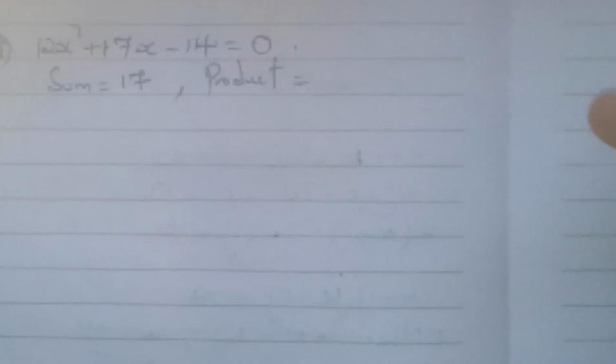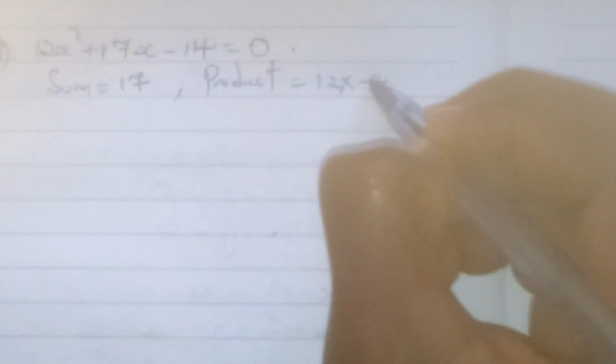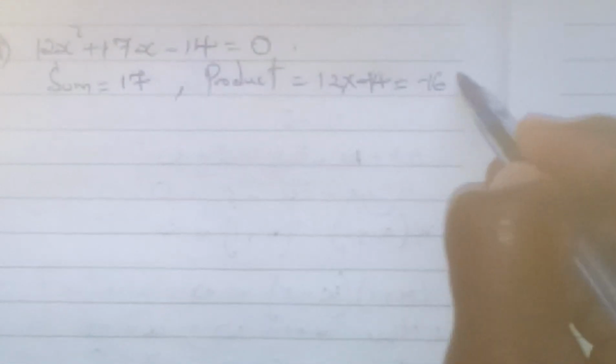So the first task we are going to do is to get the sum and get the product. The sum is always the coefficient of the x, which for this case is 17. The product is always the coefficient of the x squared term multiplied by the constant term. For this case, the product is going to be 12 times negative 14. Since you see that is negative 14 here, and the coefficient of x squared is 12, which will give us, I think, negative 168.